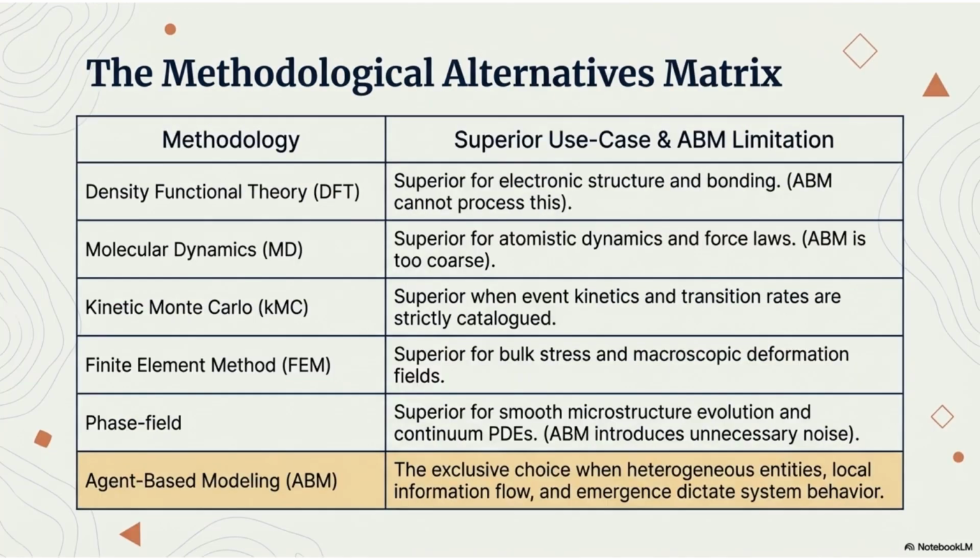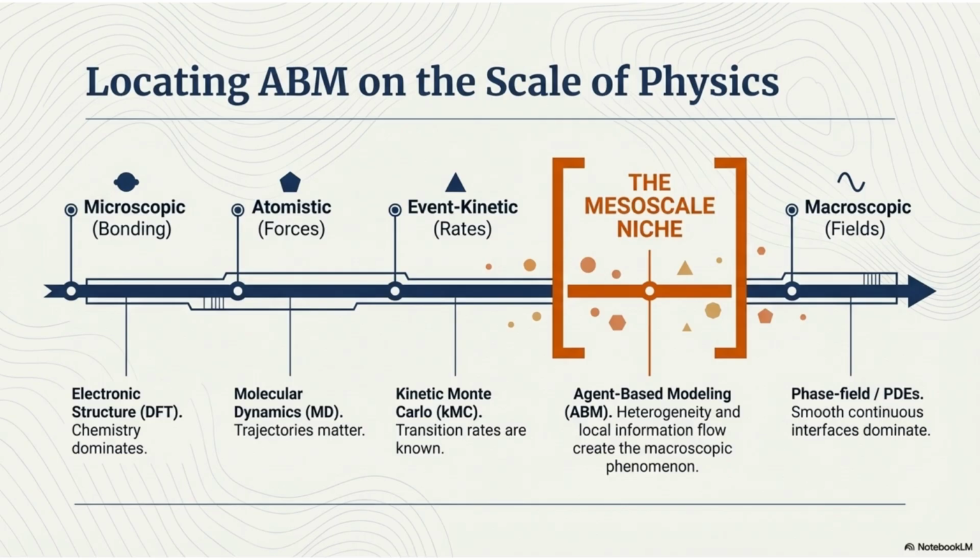ABM is not always the best tool. For electronic structure, atomistic dynamics, or bulk stress, other methodologies like DFT, MD, or FEM are superior. ABM is the exclusive choice when heterogeneous entities, local information flow, and emergence dictate system behavior. ABM occupies the mesoscale niche, bridging the gap between event kinetic and macroscopic approaches. It excels where heterogeneity and local information flow create macroscopic phenomena.